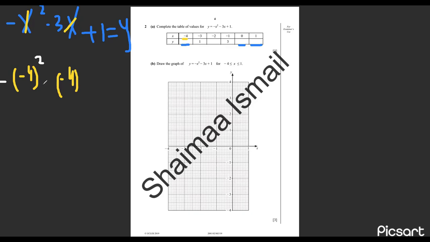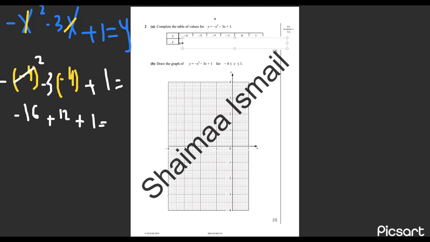So here, minus 3 multiplied by negative 4 plus 1. As you work this, 4 to the power of 2 is 16, and we have a negative sign. Minus 3 multiplied by minus 4, which is plus 12, will give us negative 4. Negative 4 plus 1 is equal to the y here. It will be equal to negative 3. Okay, as we started here, the y is negative 4 and negative 3. So here it will be equal to negative 3.